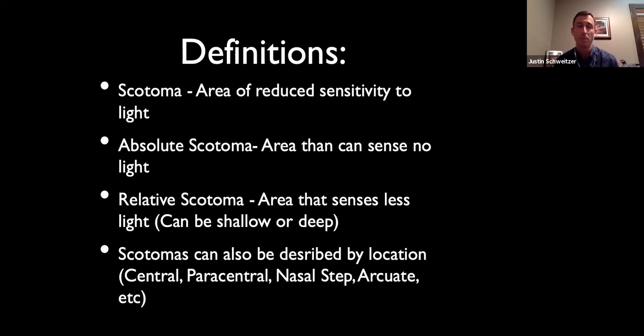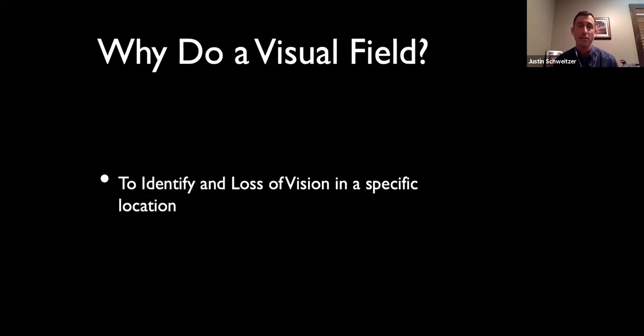And then we also label them, and you'll see this written on visual fields quite often, by the location of it. Is it central? Is it paracentral? Is it a nasal step? Arcuate? I'll share a few of those examples with you here in a second.